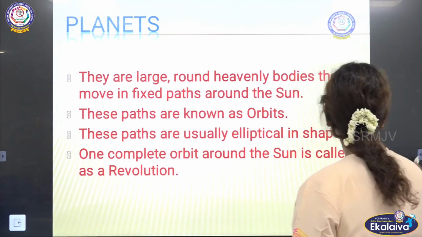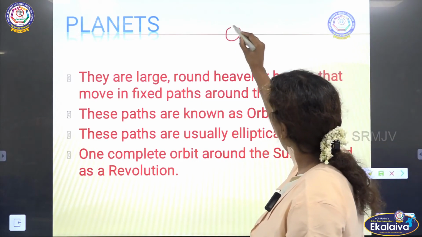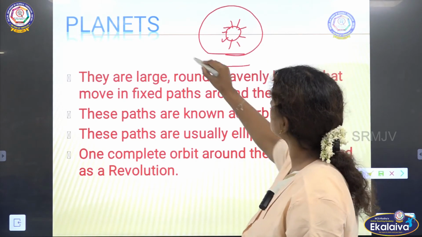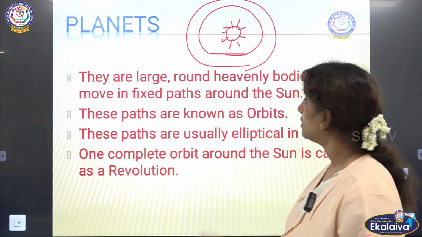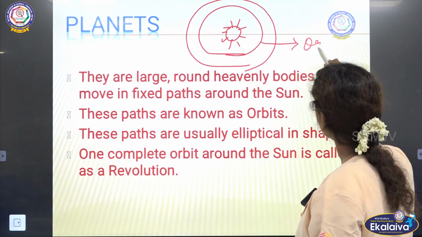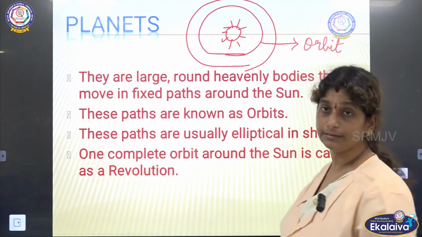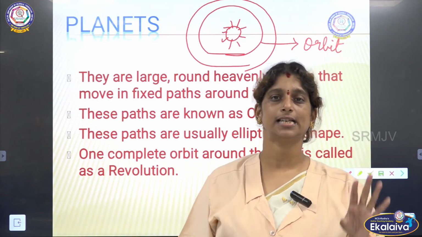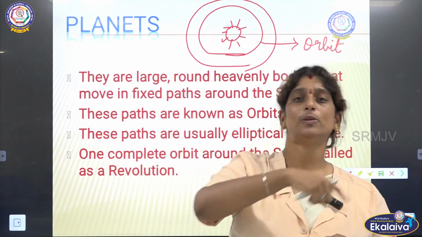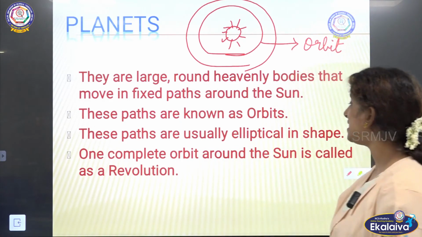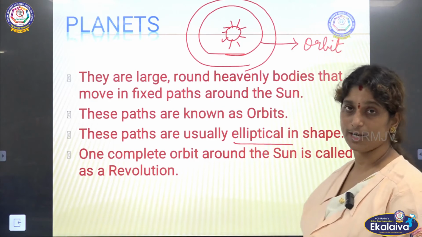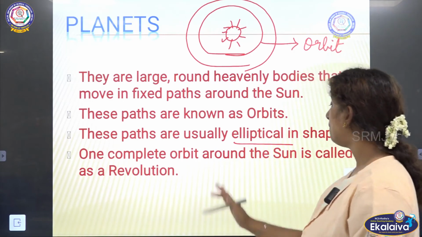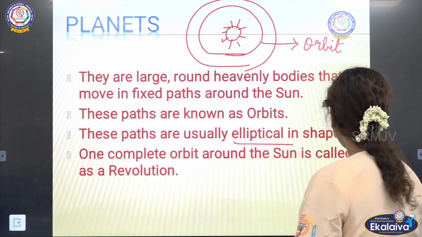So, if you have the sun here and various paths like this, each line is an orbit. Each planet is placed on its own orbit, and on that orbit it goes around the sun. These paths are usually elliptical in shape. Elliptical means oval. And one complete orbit around the sun is called a revolution.